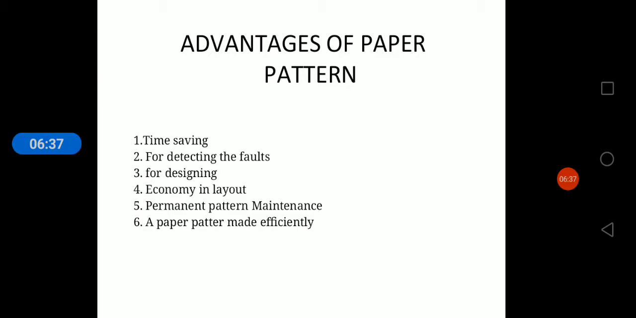Paper pattern means very accurate measurements which will be placed on the fabric, and directly we will mark the layouts, and directly we will stitch. So it is time saving, first of all, for detecting the faults, and for designing, and economy in layout, and permanent pattern maintenance, and a proper pattern made efficiently.